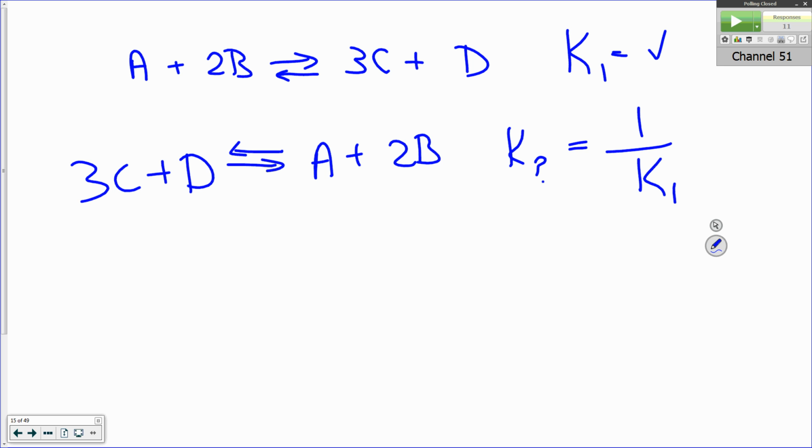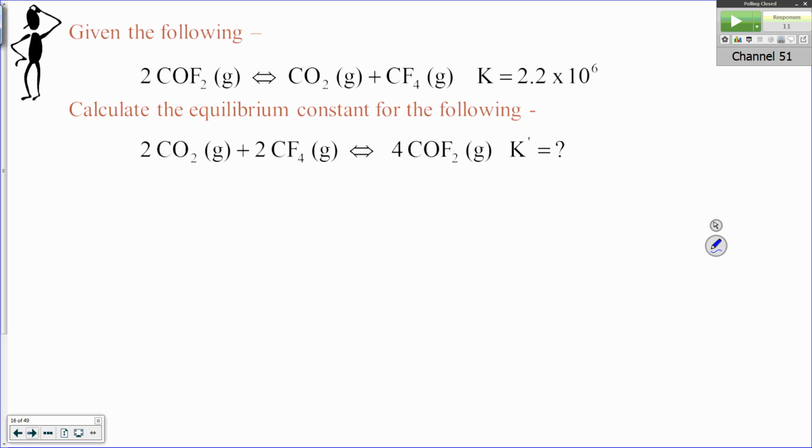And so let's put some of these things together and build a few things. So this is the one that was in the notes, but I didn't do it in the calculations because I want to do this in class. So this one is the reaction at the top, 2 COF2 yields CO2 plus CF4, and I've got a K value of 2.2 times 10 to the 6. And now I want to find what is the equilibrium constant for the one below. 2 CO2 plus 2 CF4 yield 4 COF2.